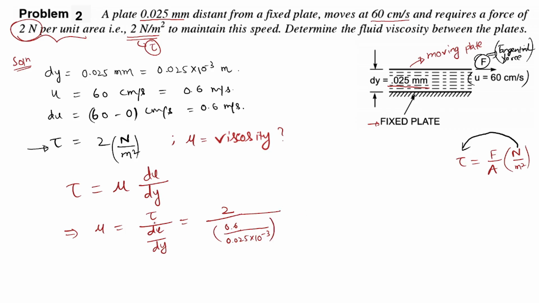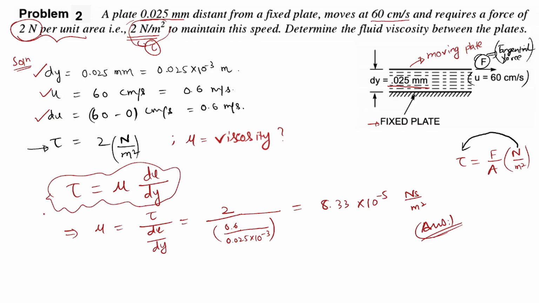So tau divided by du dy. Everything is written carefully, and now I will end up getting the value as 8.33 into 10 raised to the power minus 5 Newton second per meter square. So this is the value. In this problem, the value of dy was given, and the speed of the upper plate was also given. I found the change in speed from there, and after that it was a little bit tricky because it was given as 2 Newton per meter square, and by seeing the unit, I understood that this is the value of my shear stress. After that, I just calculated using this very basic formula of dynamic viscosity.